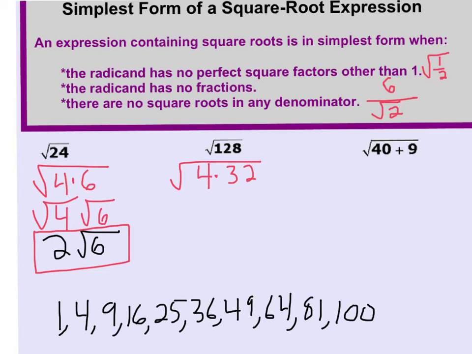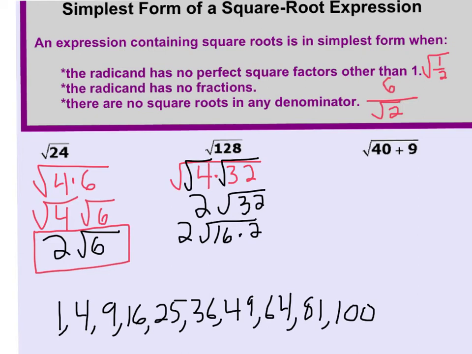So if I square root the 4 and square root the 32, the square root of the 4 is 2, and I square root 32. Now I look here, can I divide 32 by any of these numbers? And you know what? If I look here, 16 can go into 32. So this is what's going to happen. I'll bring my 2 down, and instead of saying 32, I'll say 16 multiplied by 2.